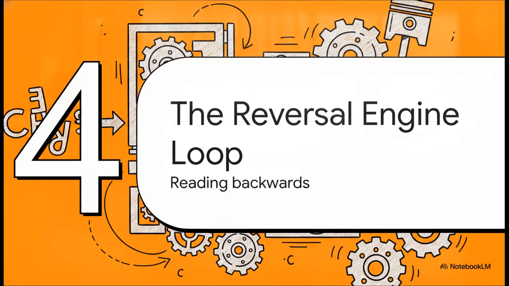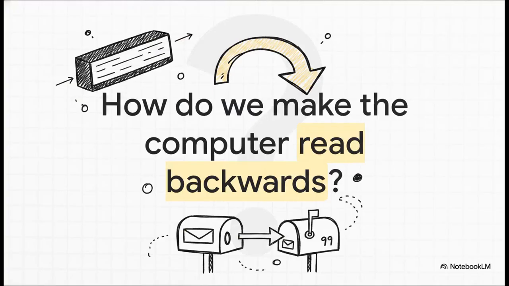Finally, we're at step 4, the reversal engine loop. With our intake full and our precise measurements locked in, we've reached the dynamic engine of our machine. And this brings us to a really fascinating question. How do we actually make the computer read backwards? Computers naturally want to process memory areas from the beginning to the end, right? From mailbox 0 down to mailbox 99. So how exactly do we force the machine to reverse its own natural behavior?